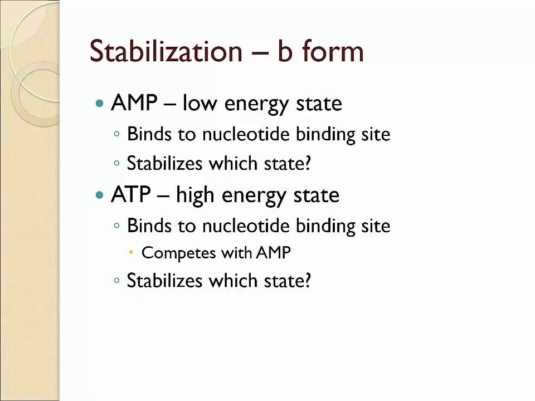So suppose we have a lot of ATP, it's abundant in the cell. This is considered a high energy state. ATP competes with AMP for the nucleotide binding site, and can you guess which state it will stabilize? Well, since we are high energy now, we don't need to make a whole bunch of ATP, and so phosphorylase would now be stabilized in the T or inactive state, which it favors anyway.